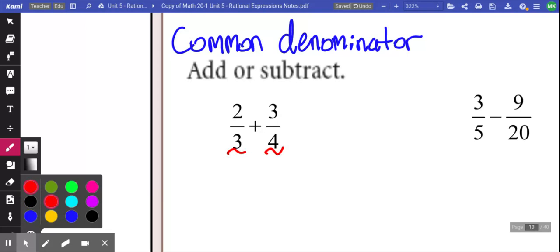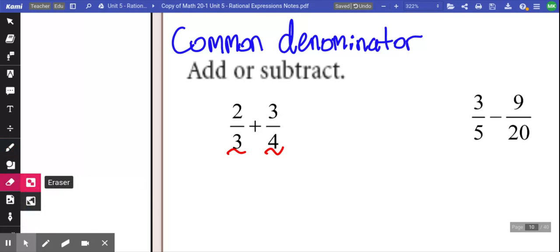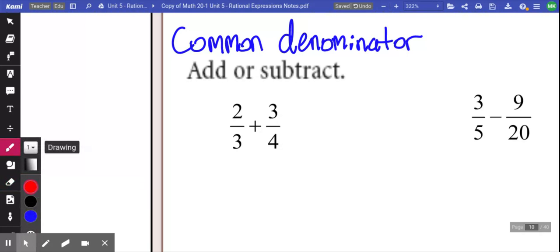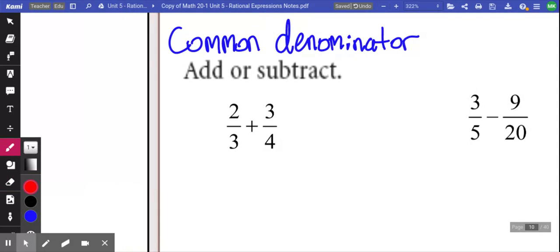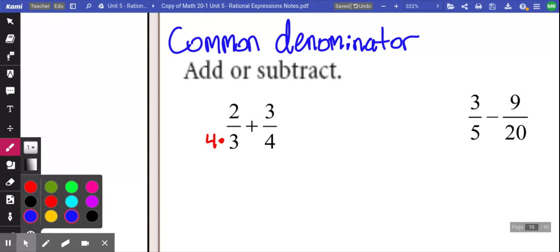So when I look at 3 and 4, I try to find the smallest number they could both multiply to become. So for instance, if I did 3 times 4, it would become 12. If I did 4 times 3, it would also become 12. So the lowest number it could ever become is 12. We're going to get that by multiplying the first one by 4. And we're going to get that by multiplying the second one by 3.